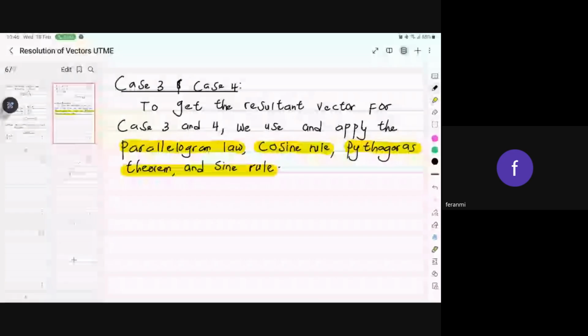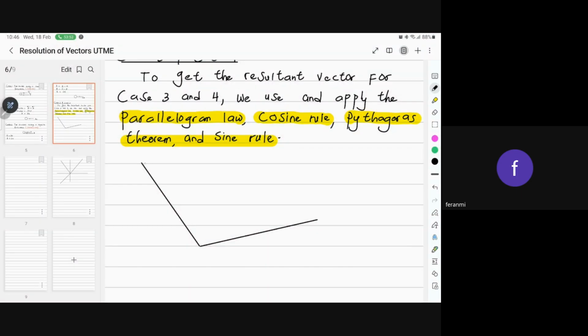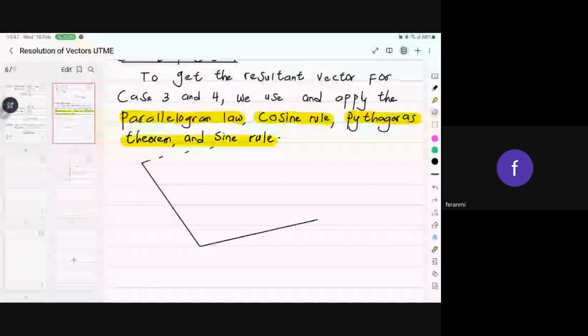Now, what does this parallelogram law talk about? It's just saying that if two vectors are represented by the adjacent sides of a parallelogram, then remember we can complete this figure this way. Sorry, let me give more space.